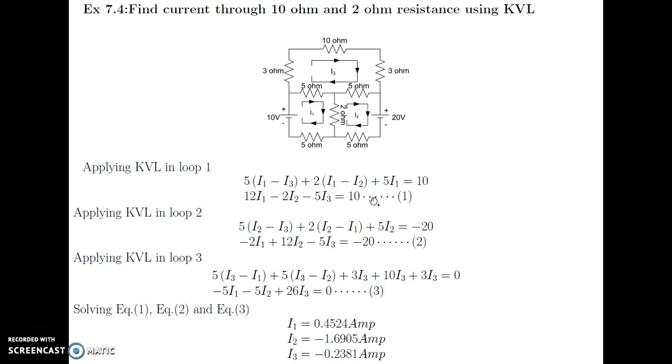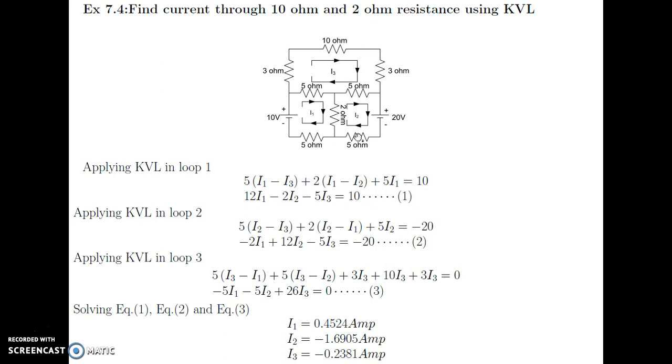Or I can write these equations directly. 5 plus 2 plus 5, that is 12 times I1, since I1 flows through all of them. Then minus 2 I2, because the 2 ohm is shared between I1 and I2, and their directions are opposite, so it is minus 2 I2. Again, this 5 is shared between loop 3 and loop 1, so minus 5 I3, because I3 and I1 are in opposite directions. As we start from the plus and reach the minus, it is equal to 10. So this is equation number 1.